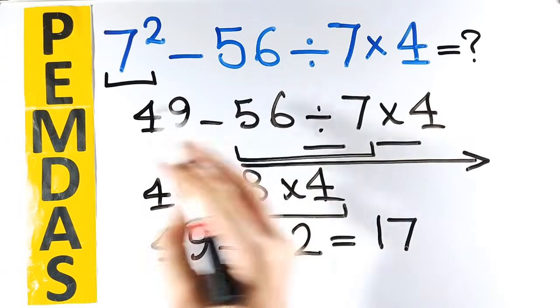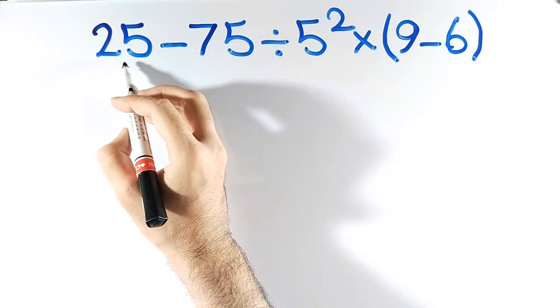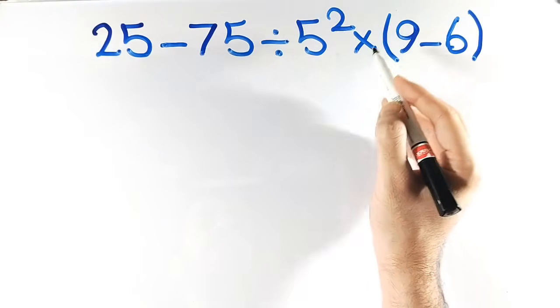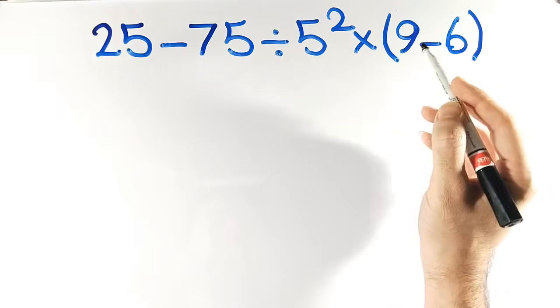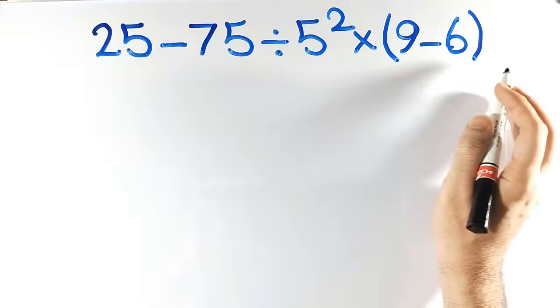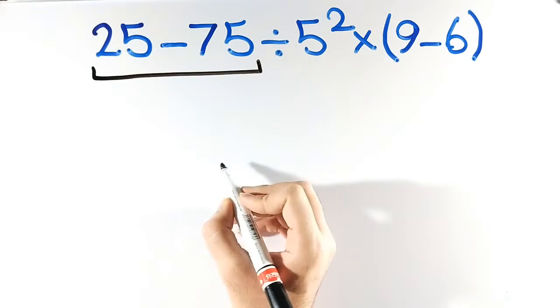Okay, now let's solve another math question together. What is the value of the expression 25 minus 75 divided by 5 squared multiplied by open parentheses 9 minus 6 close parentheses? Many people, when solving this question, first go for the subtraction between 25 and 75.